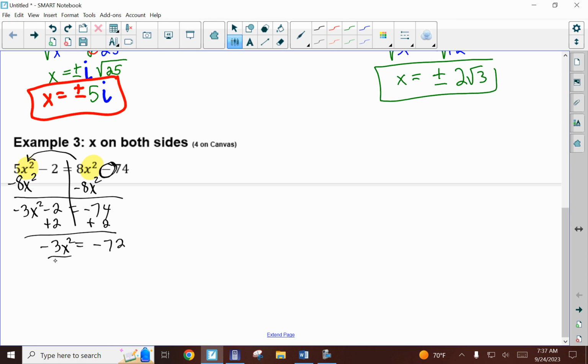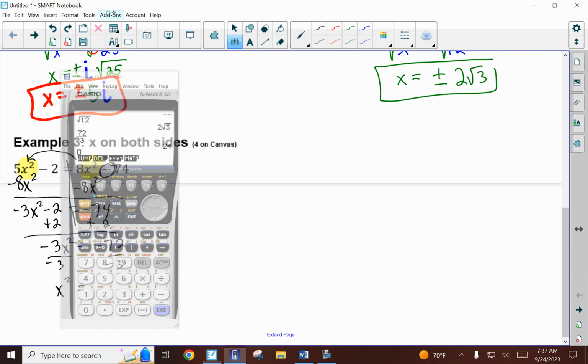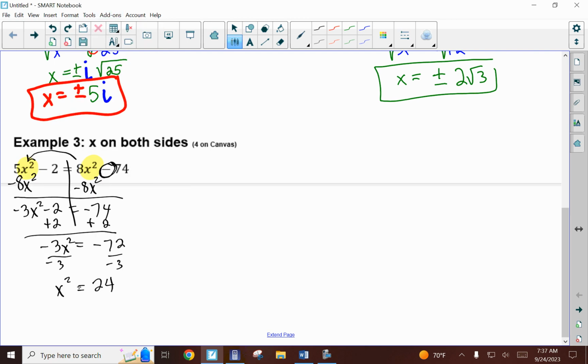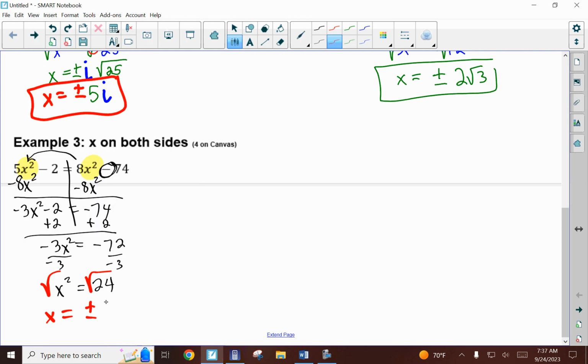And then I'm going to have to divide both sides by negative 3. And then I'm going to have x squared equals, let's go ahead and do that one in the calculator. So 72 divided by 3, and it's 24. So this equals 24, and then I can just finally take the square root. Remember, immediately we put a plus and a minus. So we're going to have x equals, and then we type square root of 24 in the calculator. So the answer is plus or minus 2 square root 6.